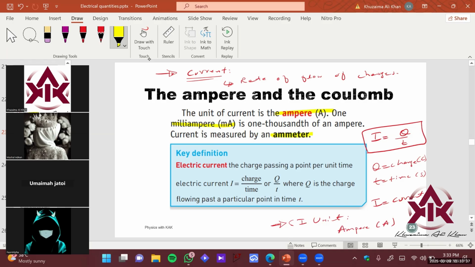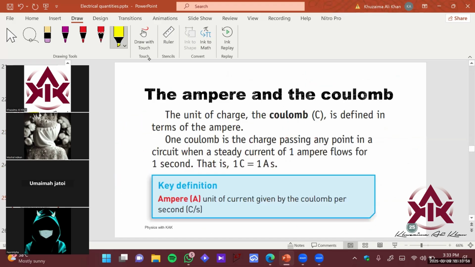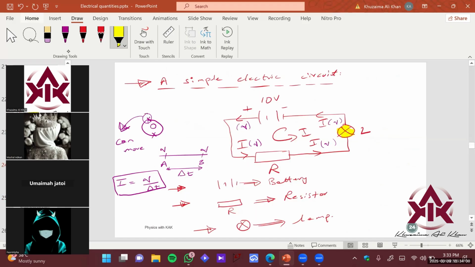What is an ammeter, okay? So the definition which you should learn for your exams is as follows: the electric current is the charge passing a point per unit time. It is measured by this formula, where Q is the charge and T is the time. So we have multiple units for current here also. Let's see how.